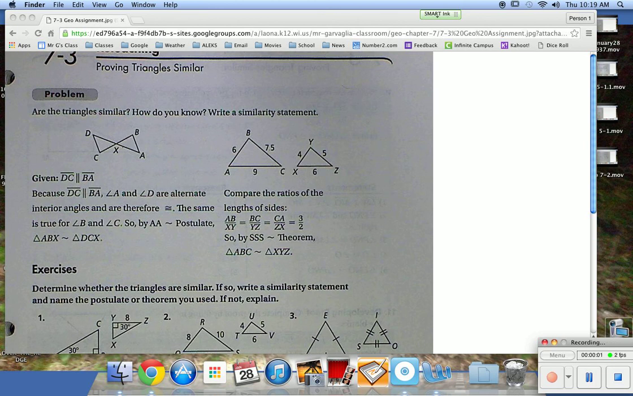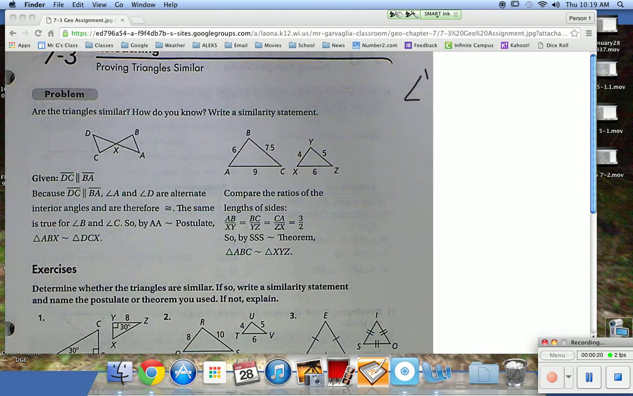All right, proving triangles similar. This is chapter 7, section 3. We're not going to do proofs, all right, but we do need to be able to prove that they're similar. Remember the two things that make triangles similar.